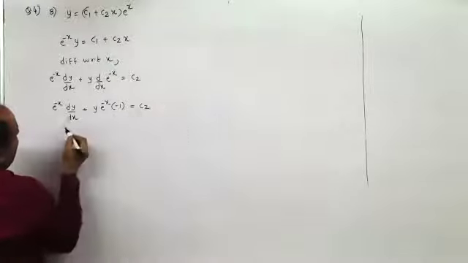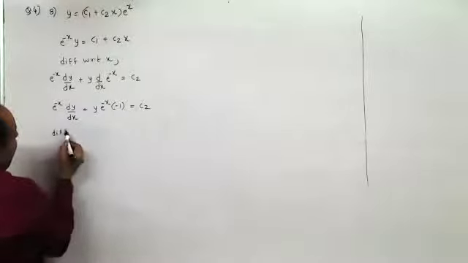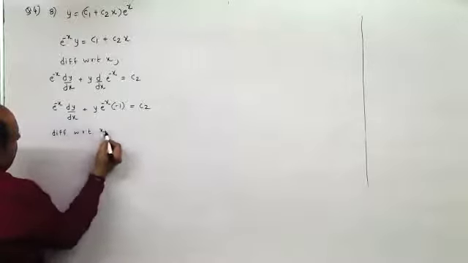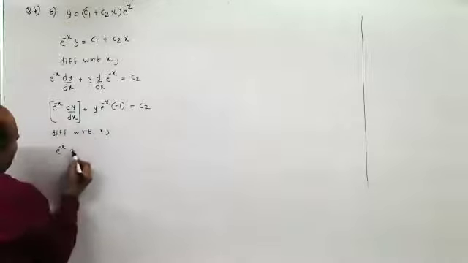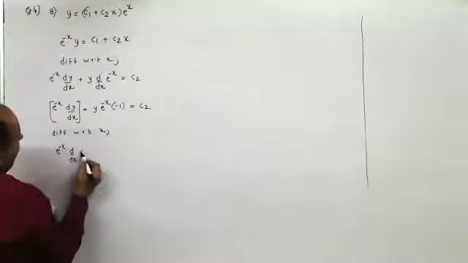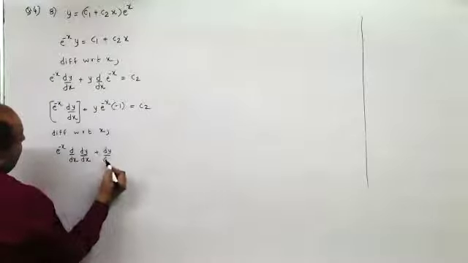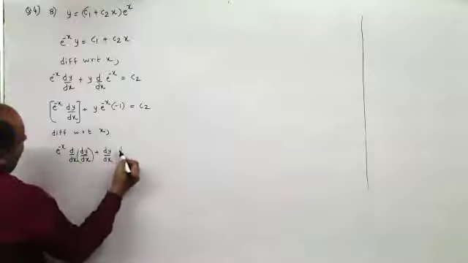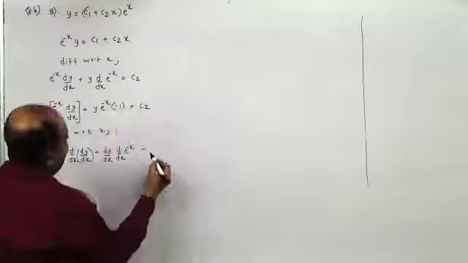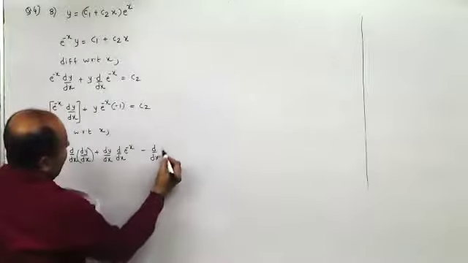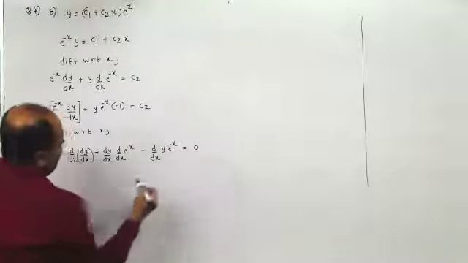Sorry, this is c2. Now, when you differentiate for the second time, this would become e raised to minus x into derivative of dy by dx, plus dy by dx into derivative of e raised to minus x, minus, when I take derivative of y into e raised to minus x, I'll have to solve it by u into v, and derivative of c2 is 0.